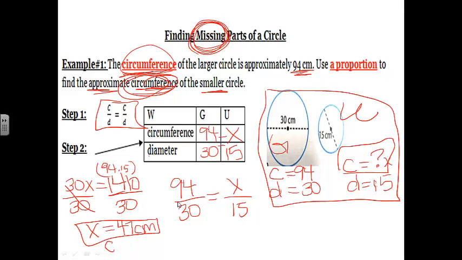Okay, or you could do it another way. Does anybody know another way you could do it? Good. Well, I know that 30 divided by 2 gives me 15, or 15 times 2 gives me 30. So then I could say, okay, well, how do I get from 94 to x, or from x to 94? Well, I could do 94 divided by 2, or what times 2 would give me 94? Well, good. It would be 47. So you could do it either way.